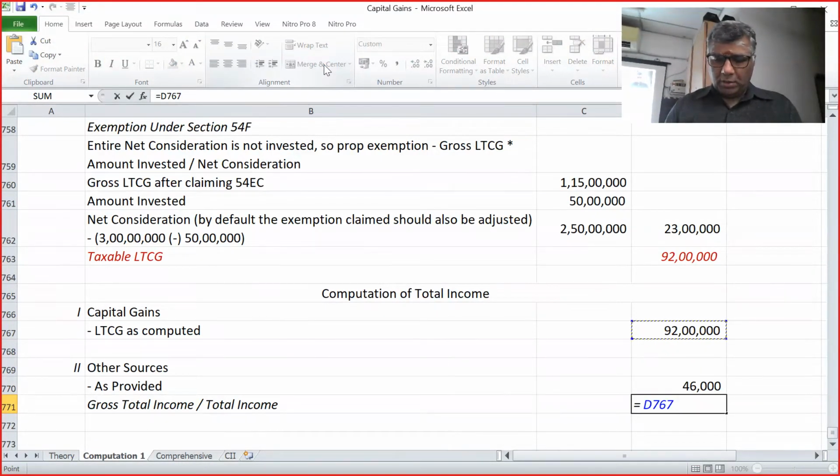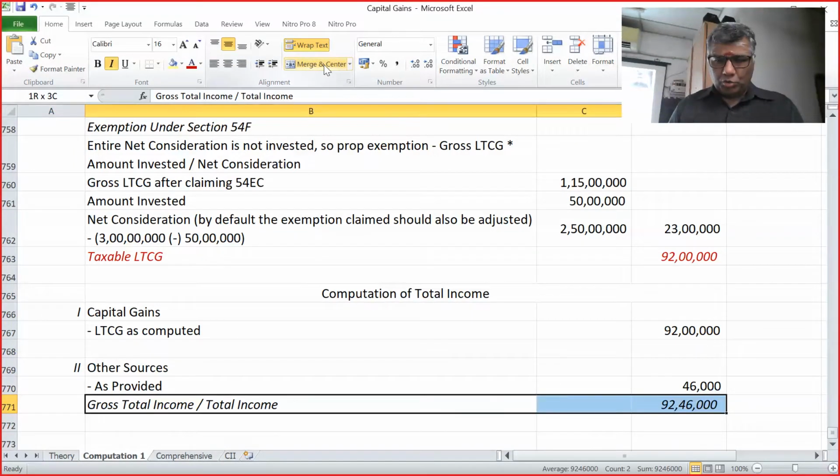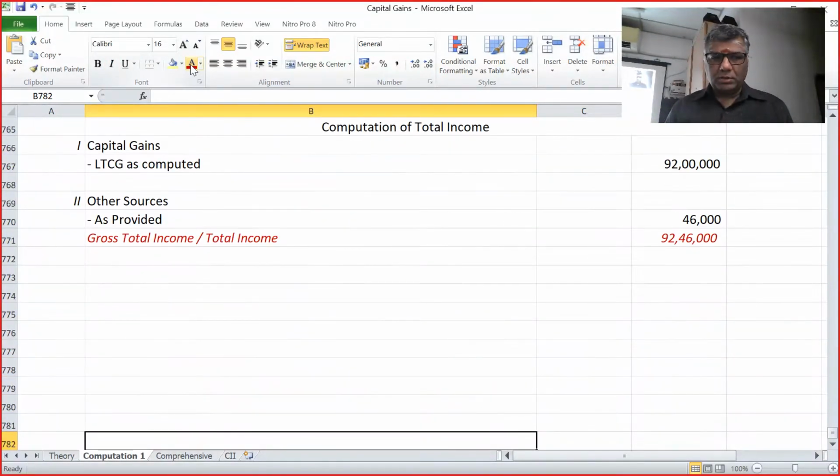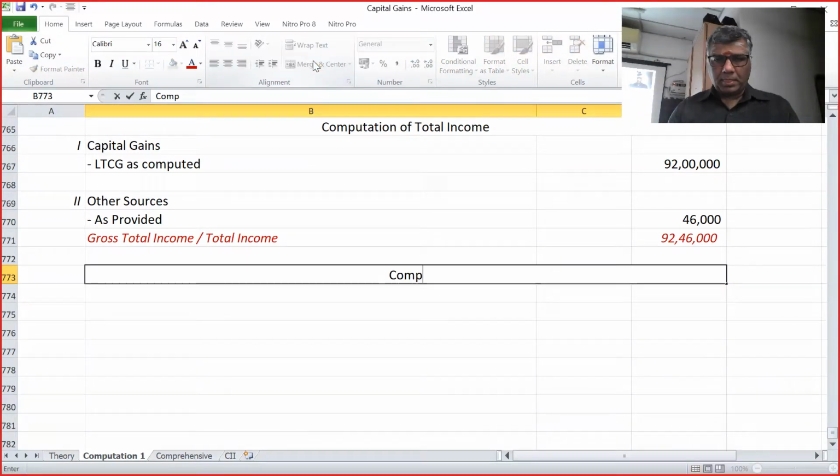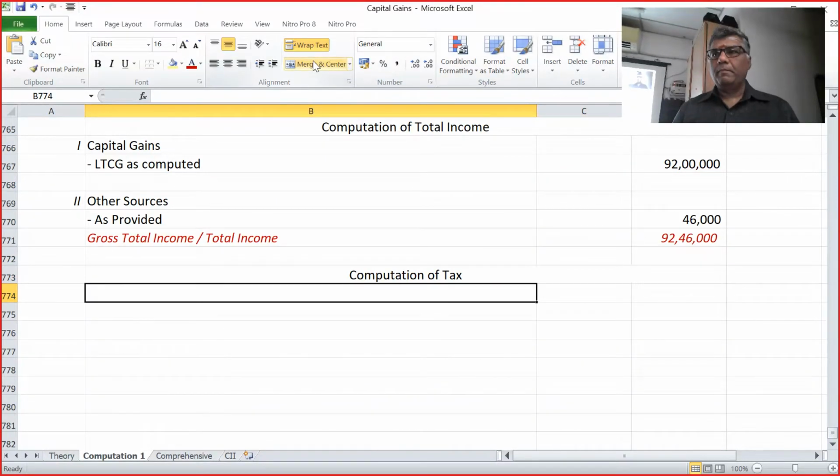Gross total income or total income is 92 lakh 46,000. Computation of tax.